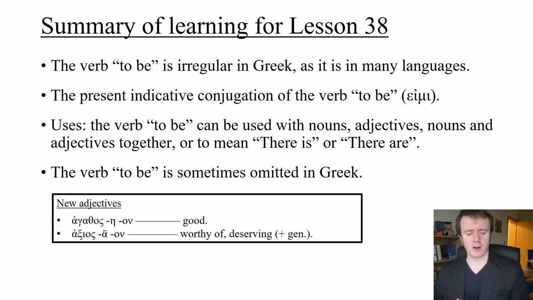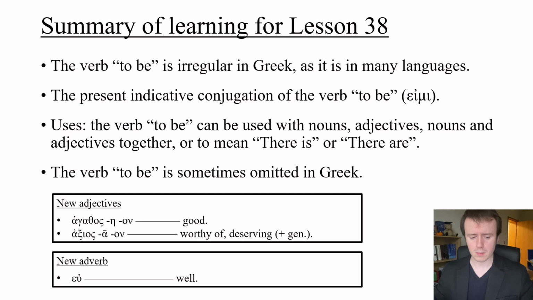Furthermore, we've learned two new adjectives, agathos, meaning good, and axios, meaning worthy of or deserving, with the thing that one is worthy of going in the genitive next to the adjective. And we also learned a new adverb. We learned the adverb eu. We saw it with the verb poieo in our sentences.